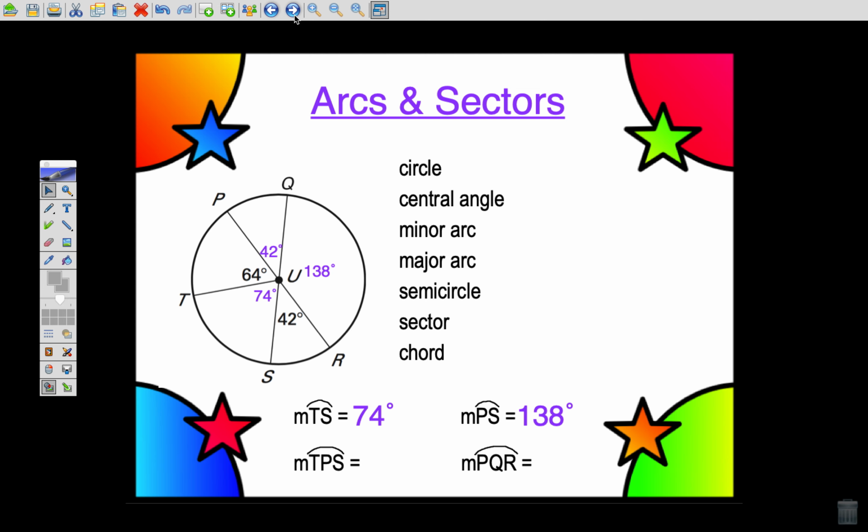and you'll get 138. And then if an arc is named with 3 letters, the first and last one are the endpoints, but that middle letter kind of gives you direction. So instead of going from T to S the short way, the name of this arc is TPS, and you must start at T, go through P, and keep going until you get to S. So it's almost all the circle. Matter of fact, it's everything except 74. So you could do 360 minus 74, or you could add all of these up.